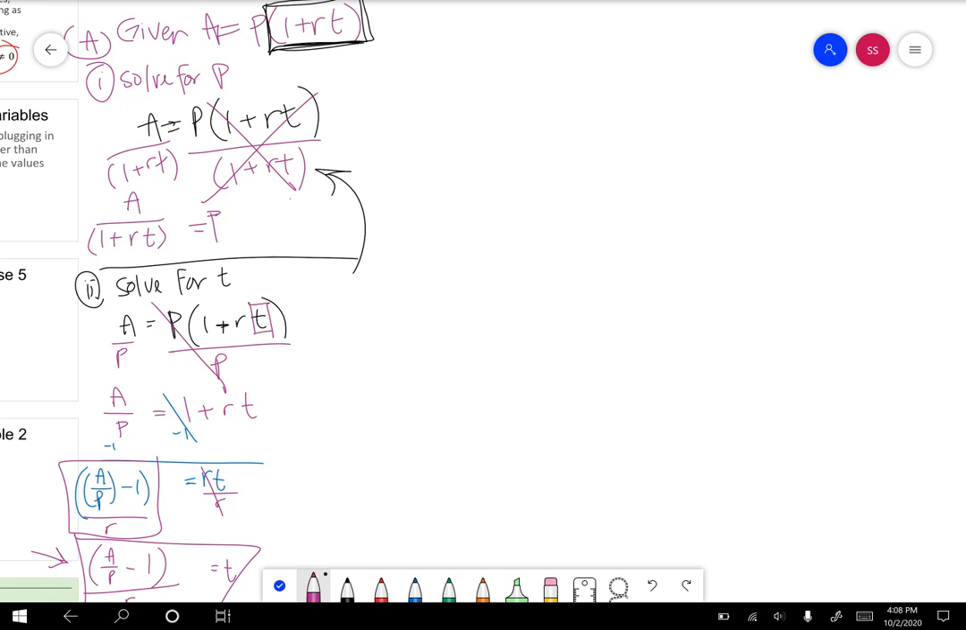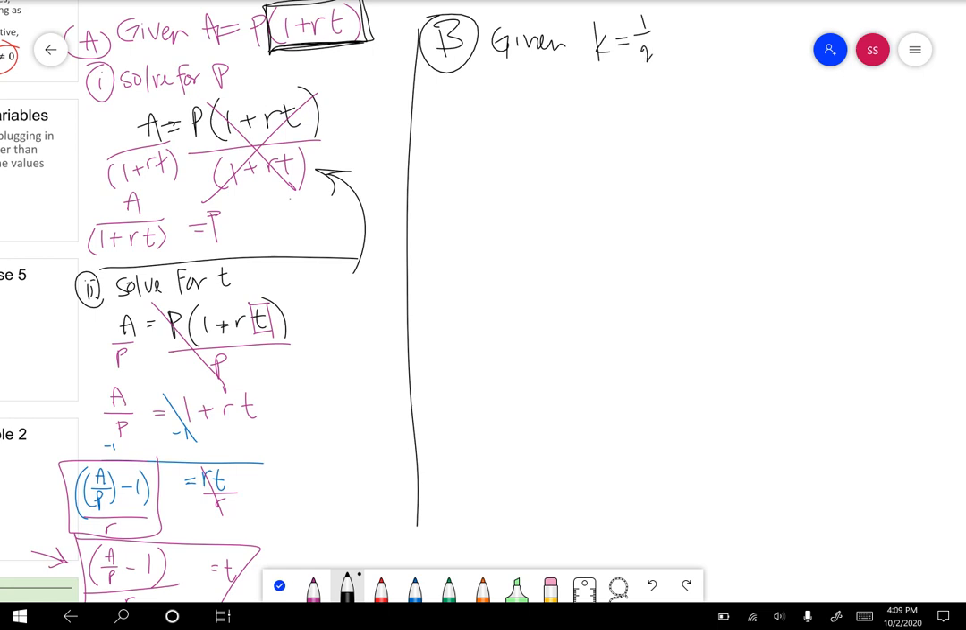So same thing over on problem B. Problem B for exercise 5. Let's do this. So on this one, we have given K equals 1/2 mv squared. Okay, I believe this formula is, I could be mistaken, but I'm fairly certain it's for kinetic energy.